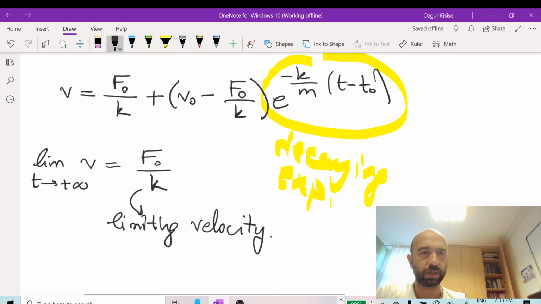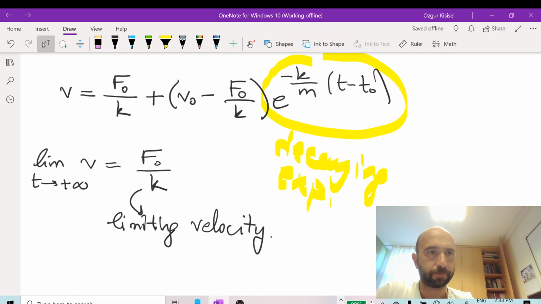Okay, the important thing here is, something complicated happens here, but as t goes to infinity, that second term goes to 0, and the velocity goes towards some fixed limit.